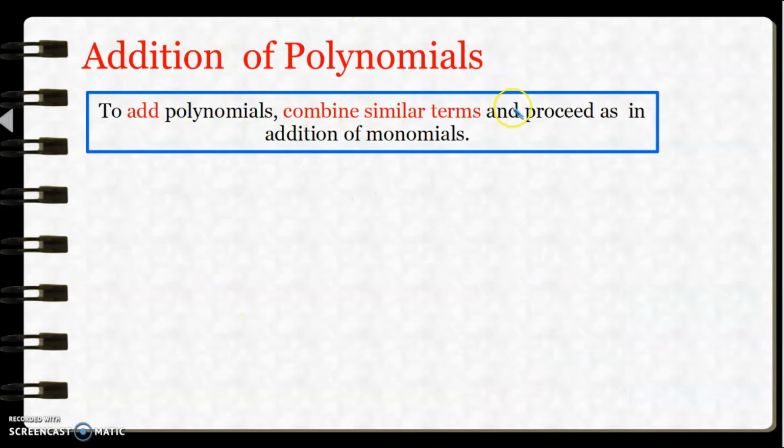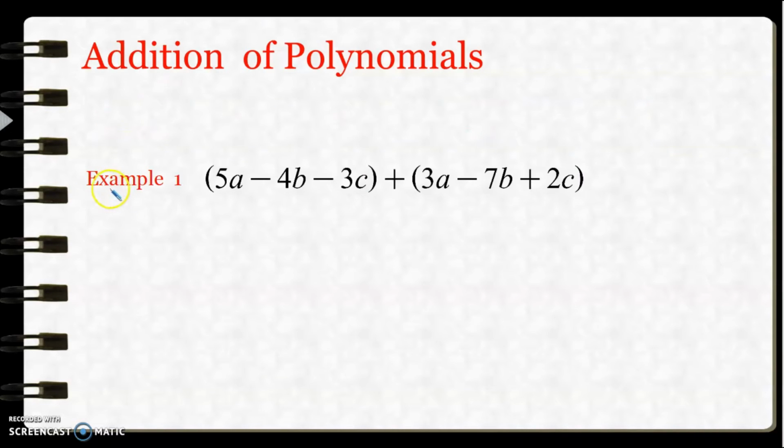Okay. How to add polynomials? It says here, to add polynomials, we combine similar terms and proceed as in addition of monomials. So I will be showing to you two ways on how you are going to get the sum of the two polynomials, and you just choose between the two ways shown to you whichever is convenient on your part. Okay, so let's have the first given. Example 1. The quantity of 5a minus 4b plus 3c plus the quantity of 3a minus 7b plus 2c.